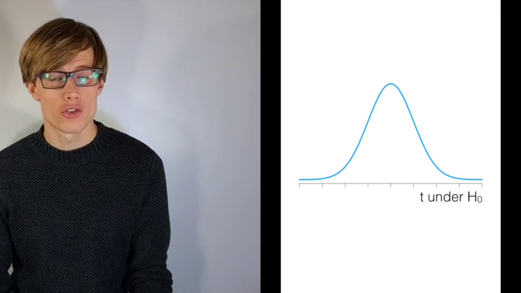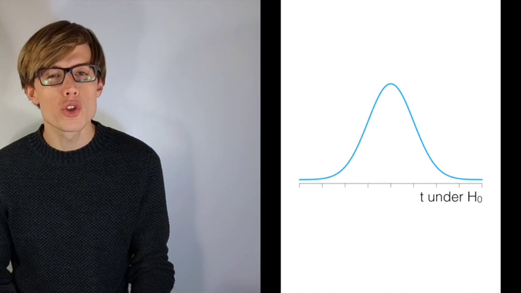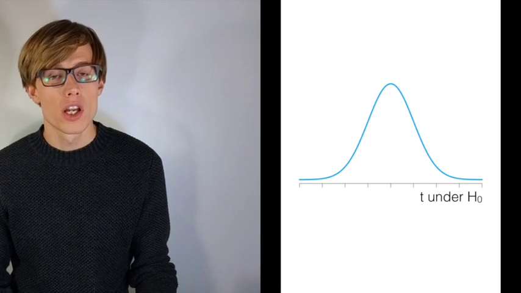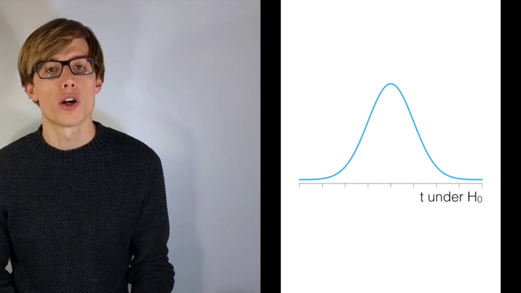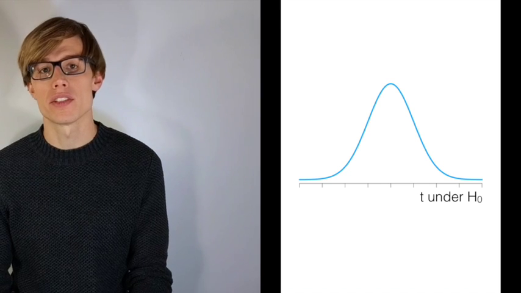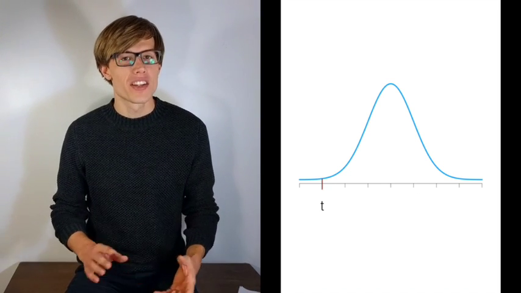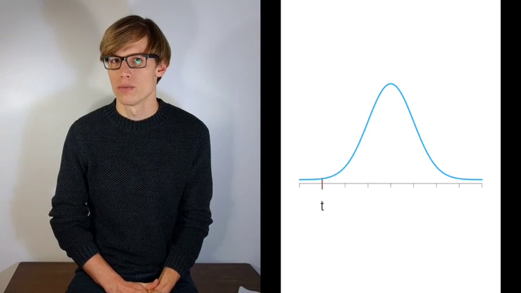If H0 is true, t can be positive or negative, but it will usually be close to 0. It can also be far away from 0, but in that case, we can compute the probability of that happening for any given distance from 0. So here's what we'll do. We take the t that we have computed, and we see how it compares to this distribution.